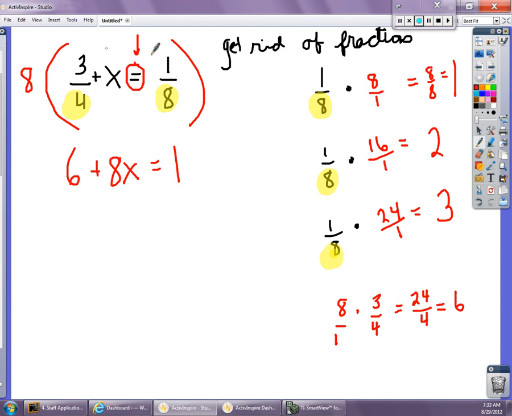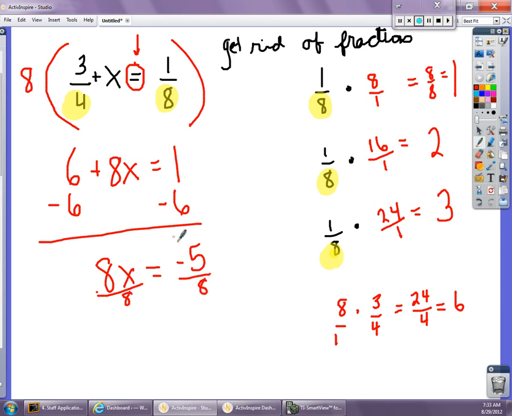Well, you just changed this equation into another equation, but it actually means the same thing. Why? You subtract 6 on both sides. You end up with 8x equals 1 minus 6, which is -5. And then if you divide by 8, you end up with a fraction. x equals -5/8.